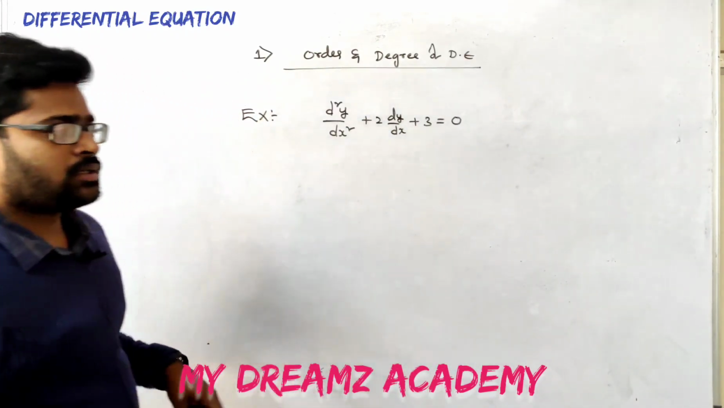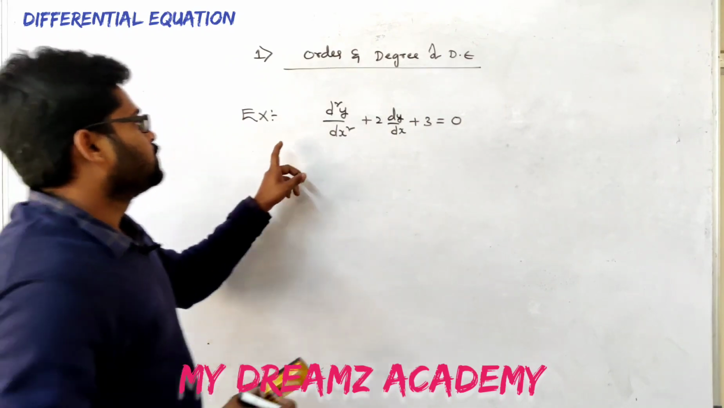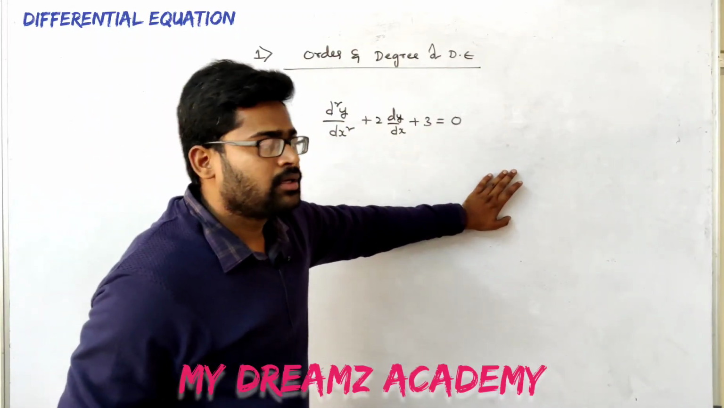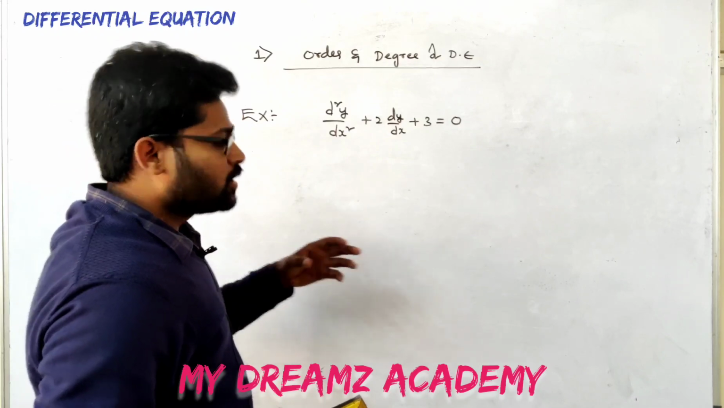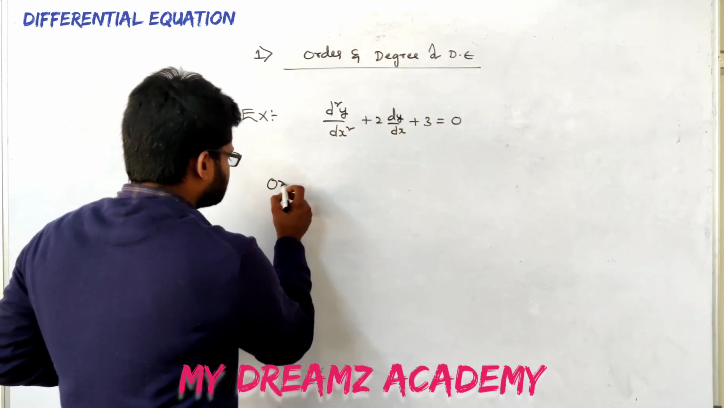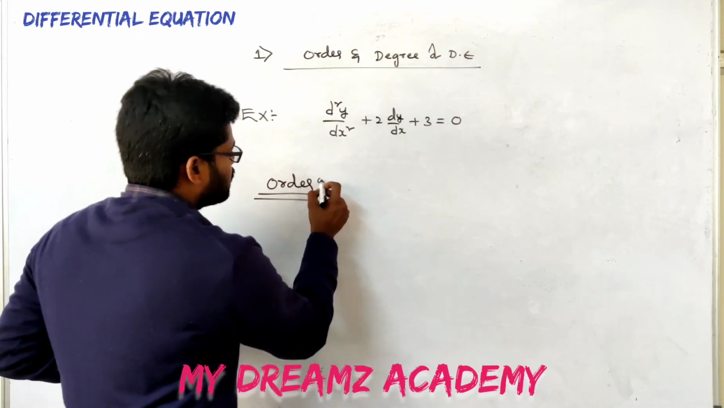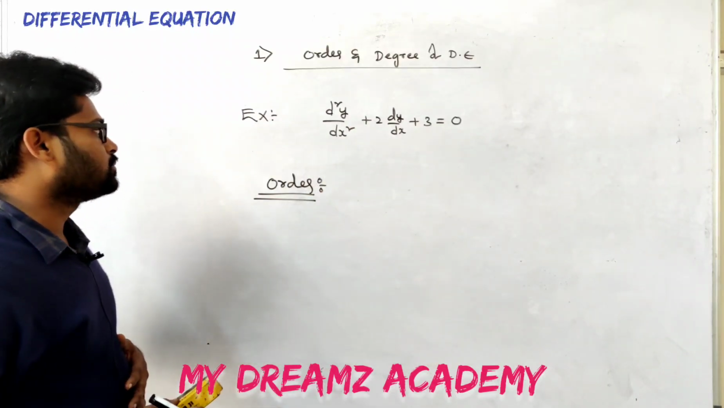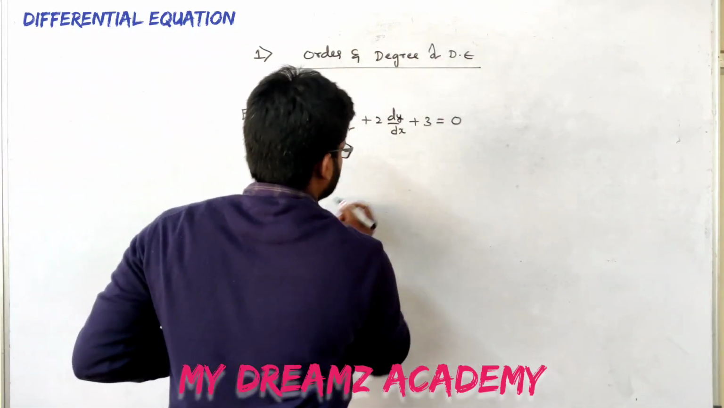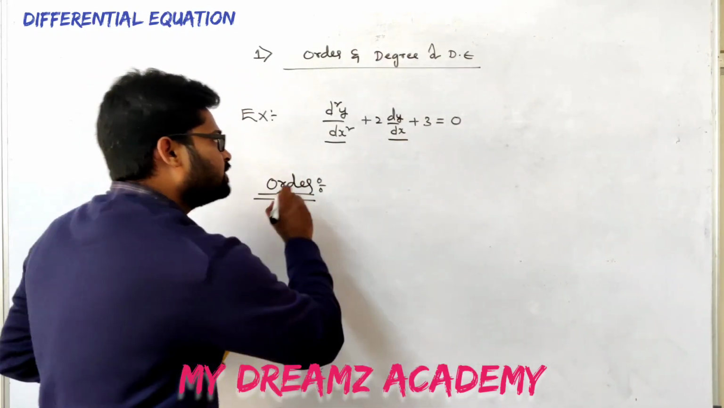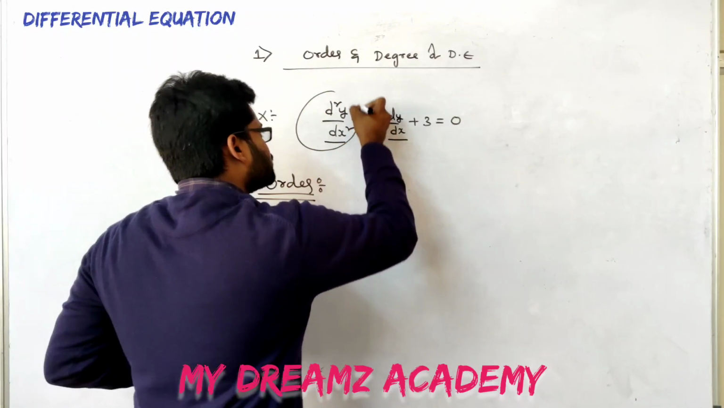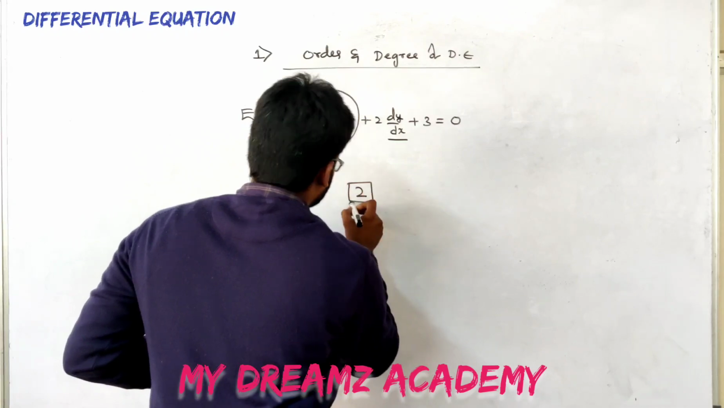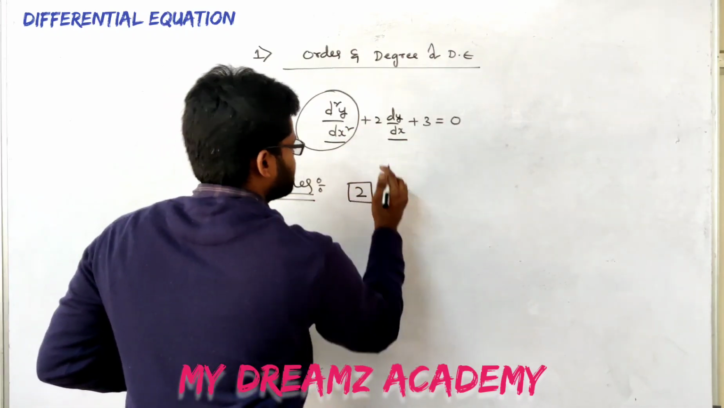This is one example. The first thing that we need to see is whether the equation is a differential equation or not. Yes, it is a differential equation. In order to find the order, the order is nothing but the highest power of differential coefficient. This is one differential coefficient and this is another differential coefficient. In these two, this differential coefficient has the higher power, that is 2. The order of the given differential equation is 2.